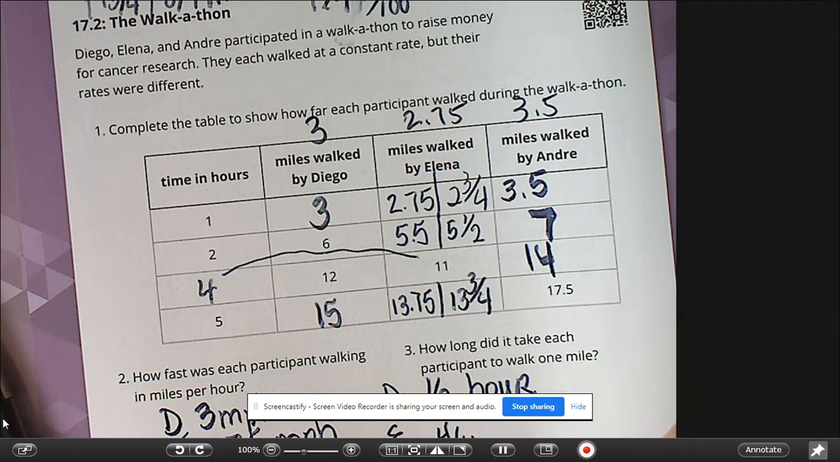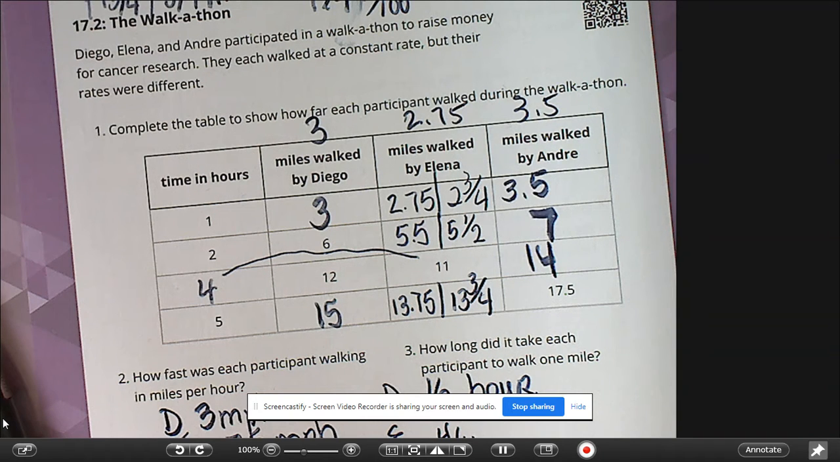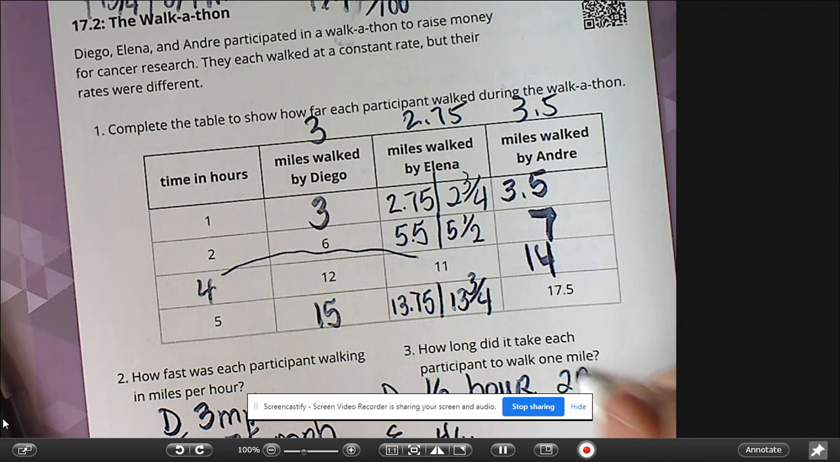Per hour. So to walk 1 mile, 1/3 of an hour would be 20 minutes.